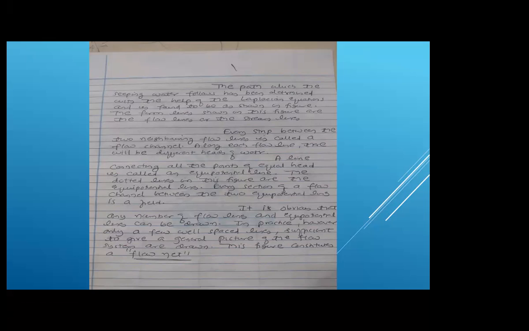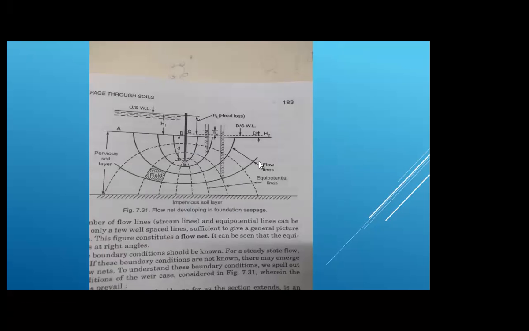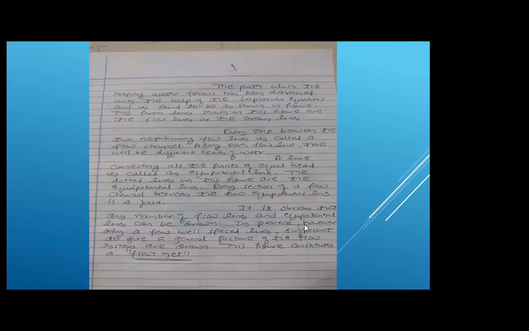So first of all, while we draw this earthen dam figure, two types of lines are there. One is flow line, another is equipotential line. What is flow line? These firm lines, the dark ones, are called flow lines, and these lines which are dotted are called equipotential lines. So now you should know what is flow line and what is equipotential line. Combined, all these will constitute the flow net.